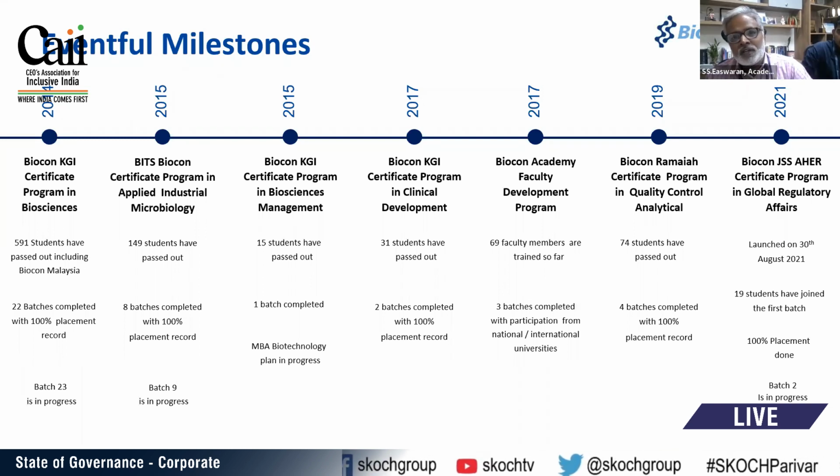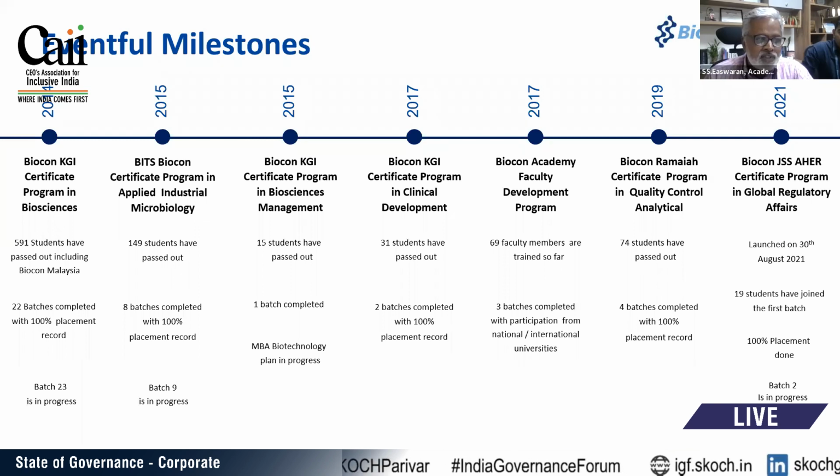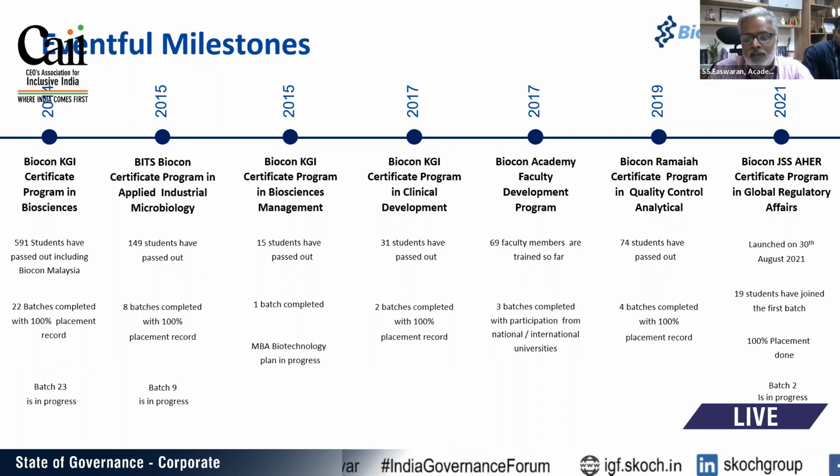In 2019, we started the program in quality control analytical in collaboration with MS Ramaiah. And in 2021, we started the JSS AHER certificate program in regulatory affairs. So as you can see here, more than 880 students have passed out across the board. And we are very fortunate and very happy to share that all programs are running with a 100% placement record. And these are some of the batches already in progress: batch 23 of Bioscience, batch 9 of Applied Industrial Microbiology, and batch 2 of Global Regulatory Affairs.